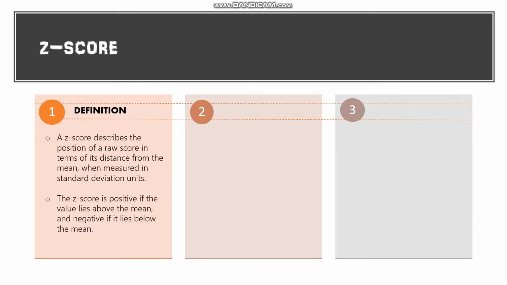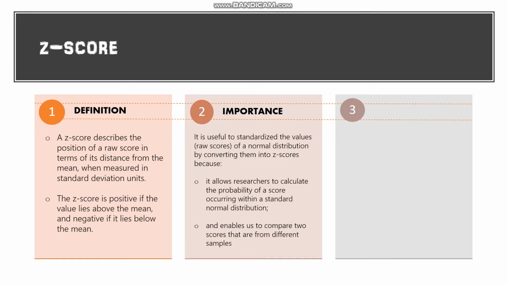A z-score describes the position of a raw score in terms of its distance from the mean, when measured in standard deviation units. The z-score is positive if the value lies above the mean, and negative if it lies below the mean. It is useful to standardize the values, raw scores, of a normal distribution by converting them into z-scores because it allows researchers to calculate the probability of a score occurring within a standard normal distribution, and enables us to compare two scores that are from different samples.